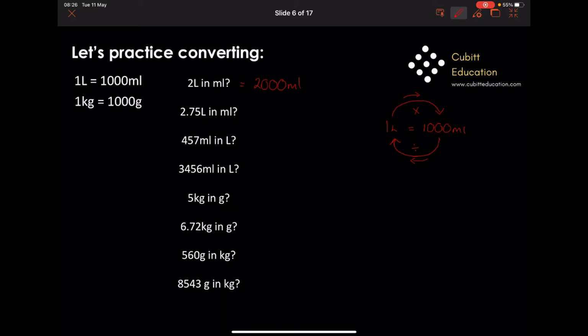And we have got 2 litres. We're trying to turn 2 litres into mil. So that means you're on this side of the conversion, and we want to get over to here, to millilitres. So we're going to multiply.